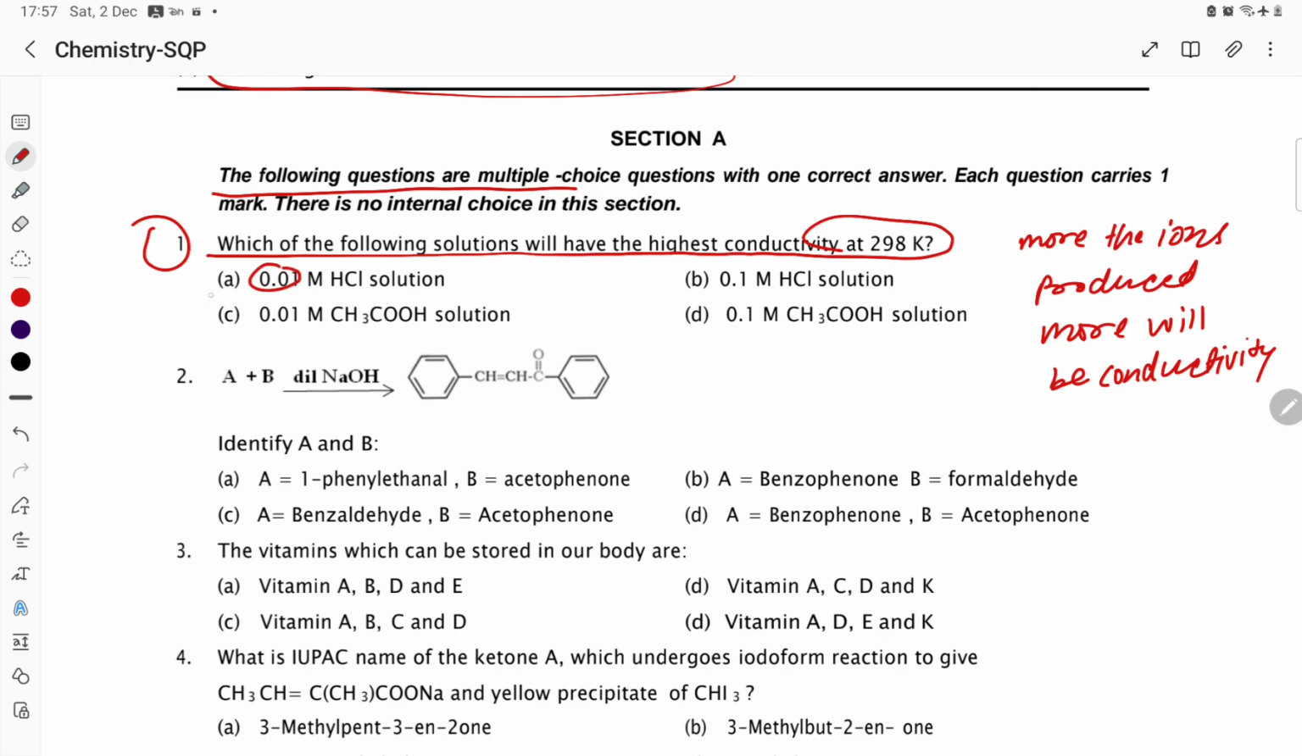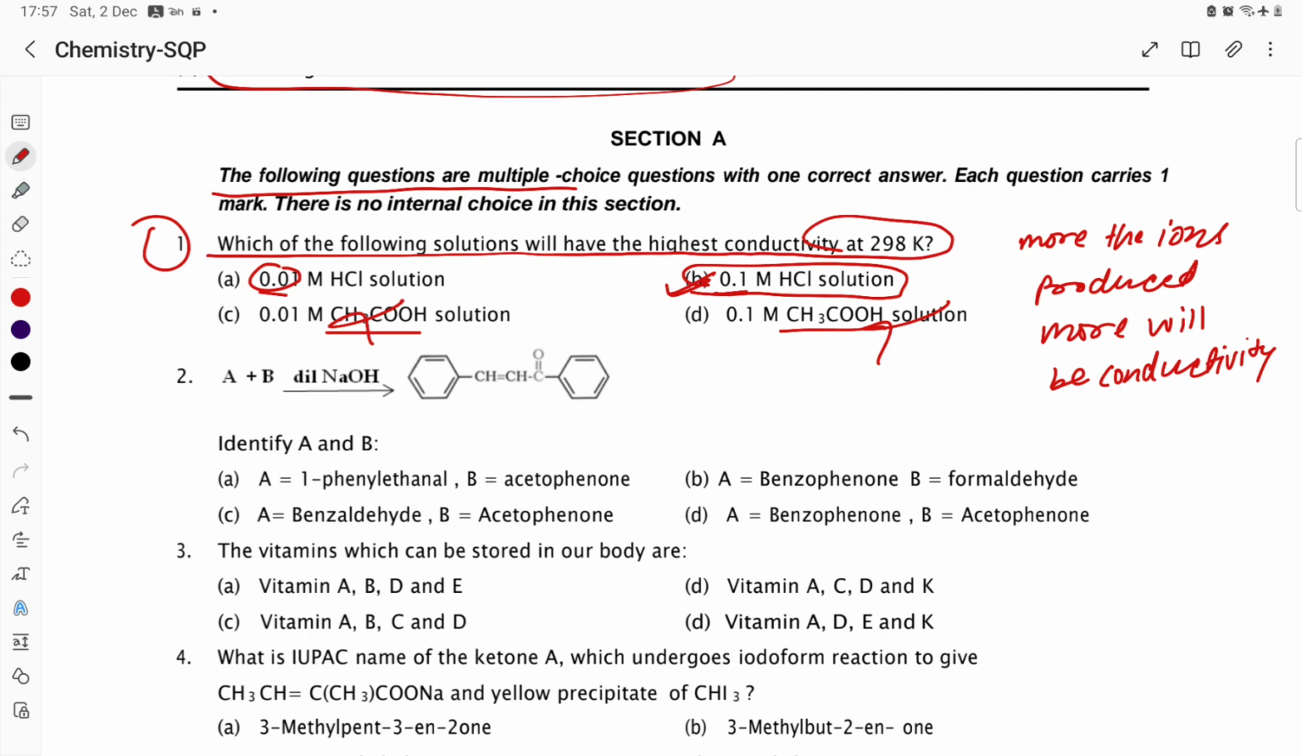0.01 molar HCl or 0.1 molar HCl. So 0.1 is greater compared to 0.01. This is wrong. CH3COOH is a weak acid, less ionized. This is 0.1 molar, but it is also a weak acid, less ionized. So the correct option is going to be B. You need to keep that in mind, student.